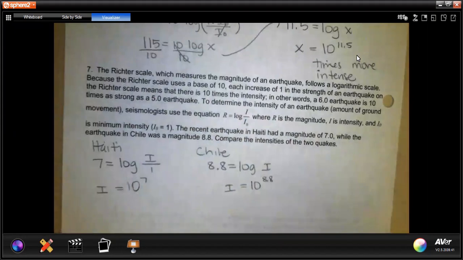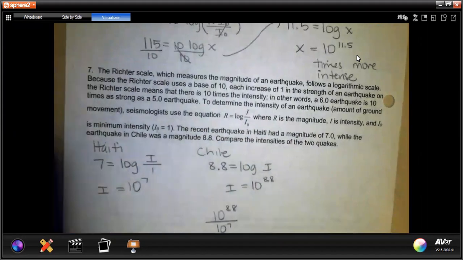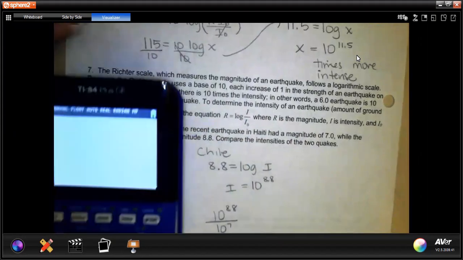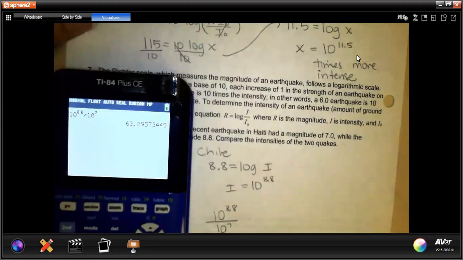If we want to compare the two to see how much stronger that Chile one was, we would take that 10 to the 8.8 and divide it by 10 to the 7th. And so we get 10 raised to the 8.8 power, I get out of my exponent and divide by 10 to the 7th power. So it was 63 times as intense.